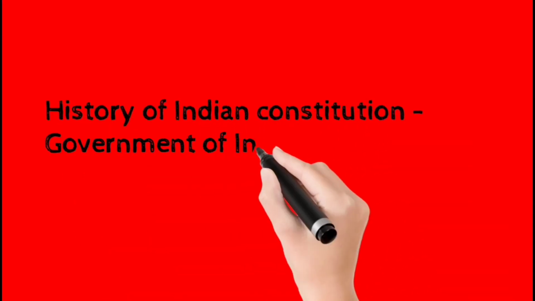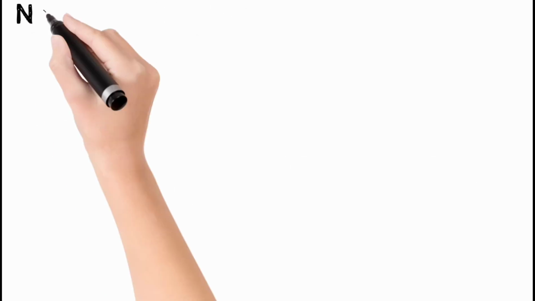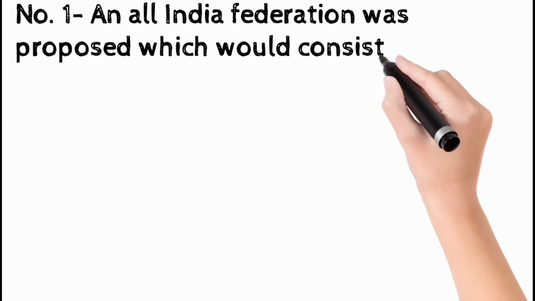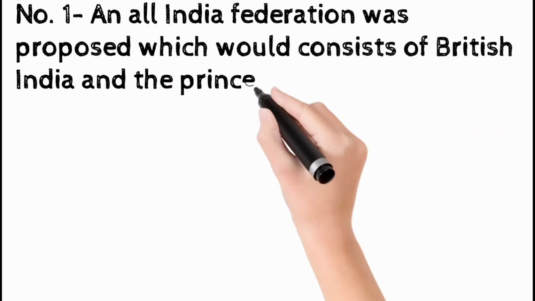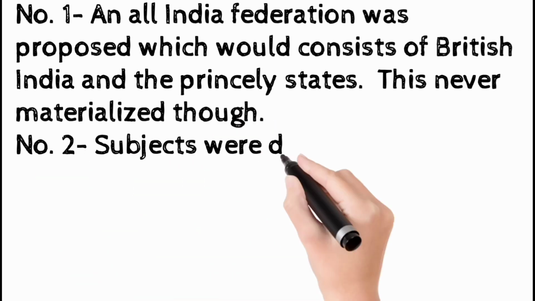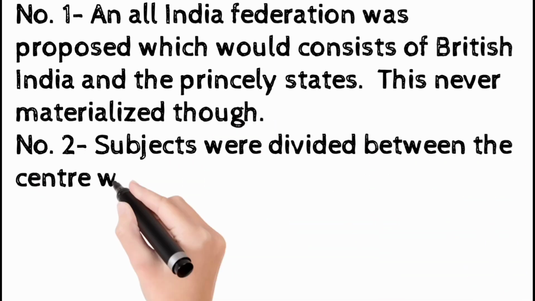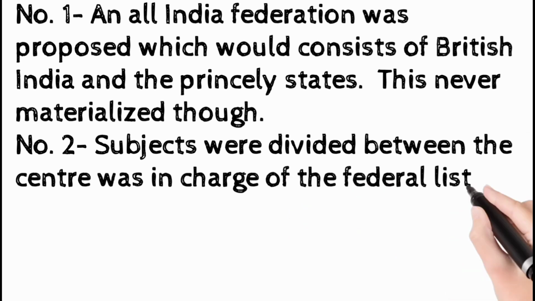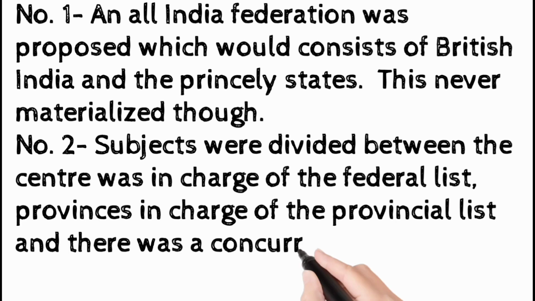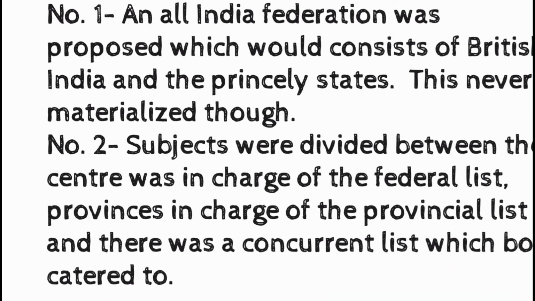History of the Indian Constitution: Government of India Act 1935. Number 1. An All India Federation was proposed, which would consist of British India and the princely states. This never materialized though. Number 2. Subjects were divided between the centre in charge of the federal list, provinces in charge of the provincial list, and there was a concurrent list which both could legislate.